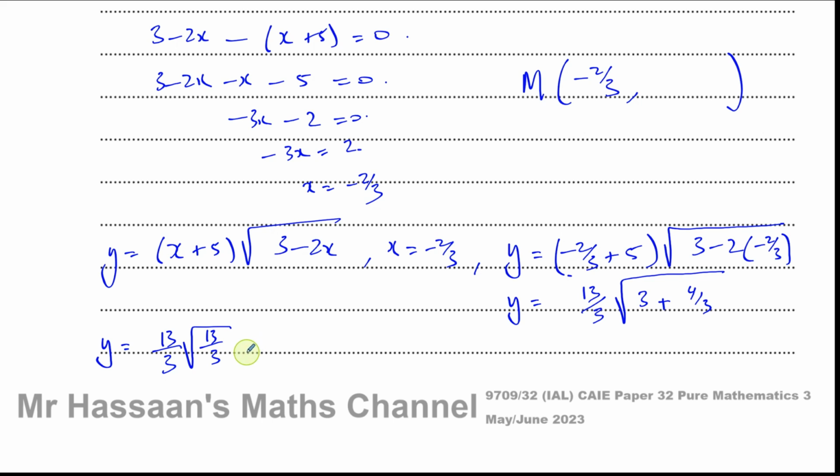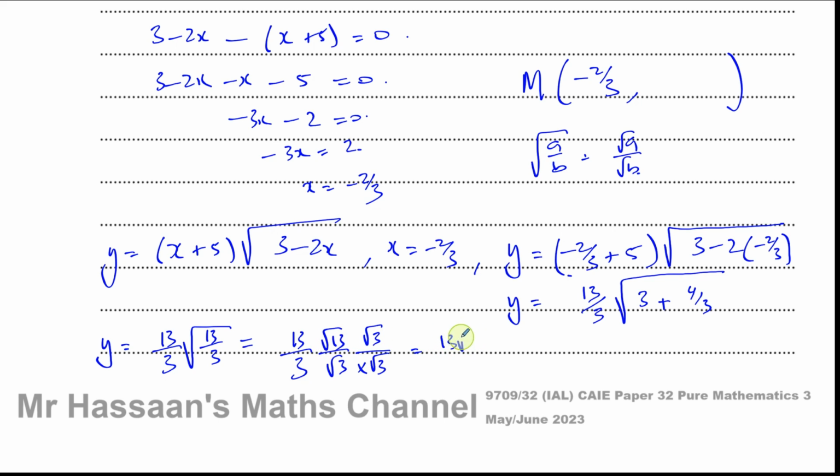So now we're going to try to simplify this. We'd like to rationalize the denominator. I know that the square root of a over b is the same as the square root of a over the square root of b. So I can rewrite this as 13 over 3 times root 13 over root 3. I can rationalize the denominator by multiplying the denominator by root 3, which means I multiply the numerator also by root 3.